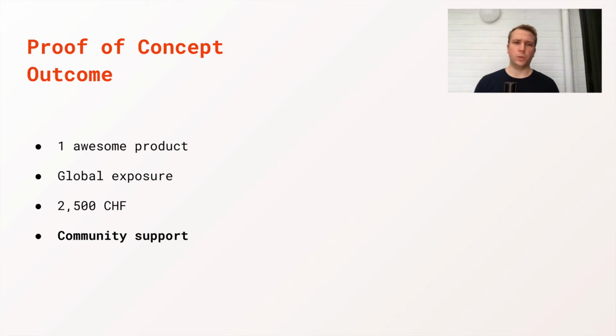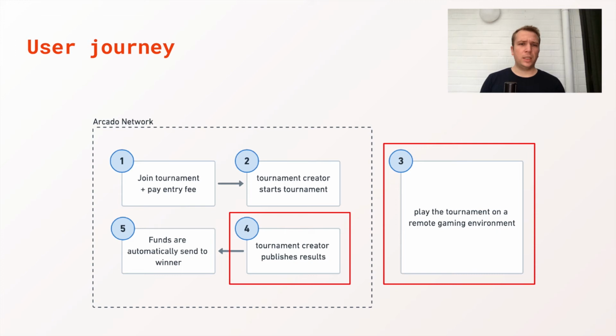The community support was actually a very important one for us, as we had a lot of feedback on a specific step in our architecture. More specifically, steps 3 and 4, where a gamer plays on a remote environment, and then we trust a tournament creator to publish those results in a correct manner. Now, in blockchain, it is very difficult to trust people, so this was an issue that needed to be tackled before we ever would go live.